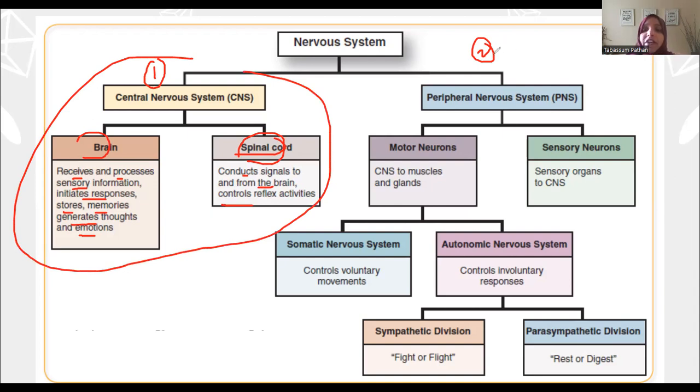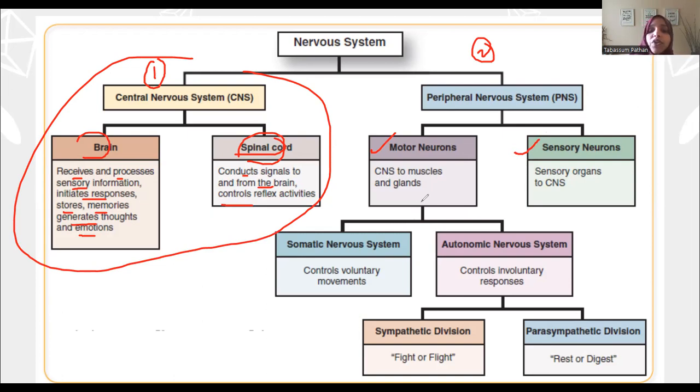Moving to the peripheral nervous system, these are nerves arising from the central nervous system, mostly the spinal cord. There are two types of nerves, motor and sensory. We have discussed this also in the previous video. Motor nerves are the ones which carry the information from the brain and the spinal cord to the muscles and glands. And sensory will do the opposite. They will carry the information from the sensory organs, eyes, ears, nose, skin, to the brain and spinal cord.